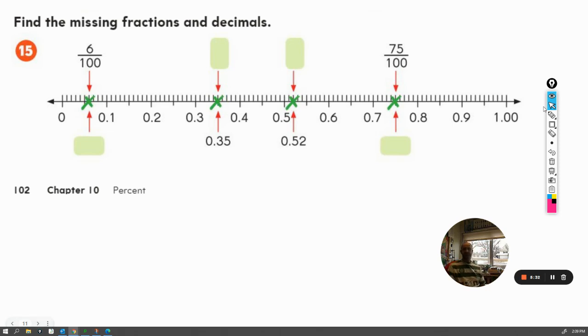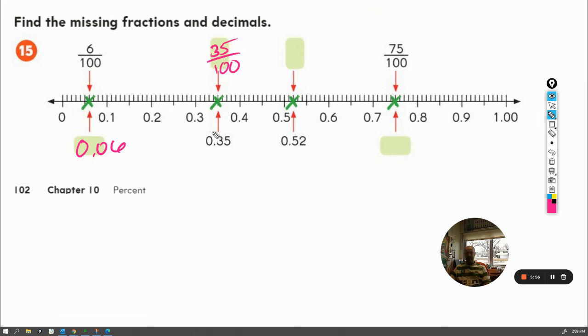All right, find the missing fractions and decimals. Again, pause me, work, and I'll pick up in 5 seconds. All right, hopefully you're done by now after pausing me and doing the work on your own. 6/100ths equals 6 hundredths. 35/100ths and 35 hundredths. 52/100ths and 52 hundredths. 75/100ths and 75 hundredths. There you go. Let's carry on.